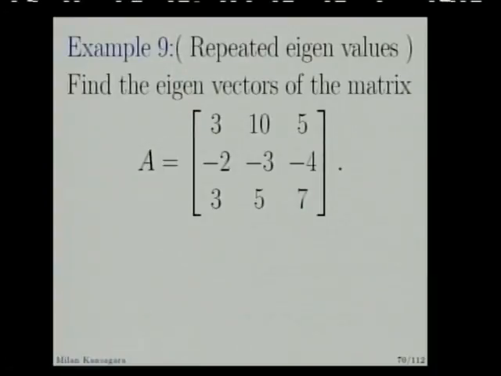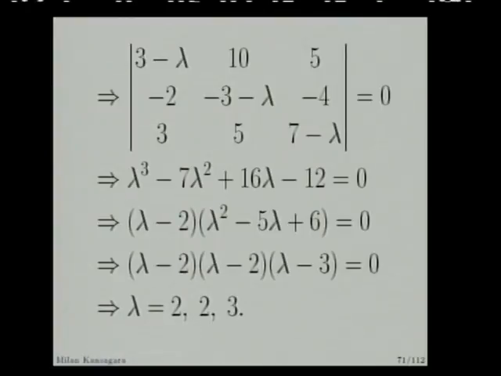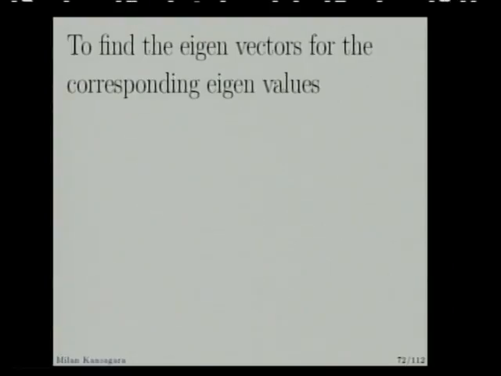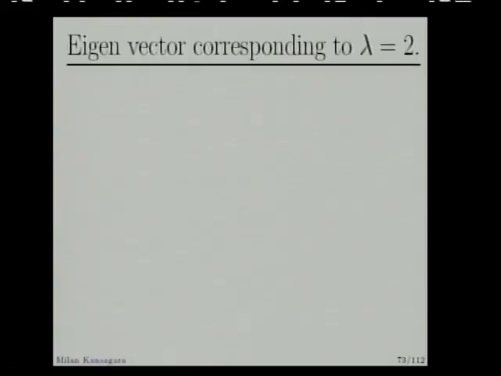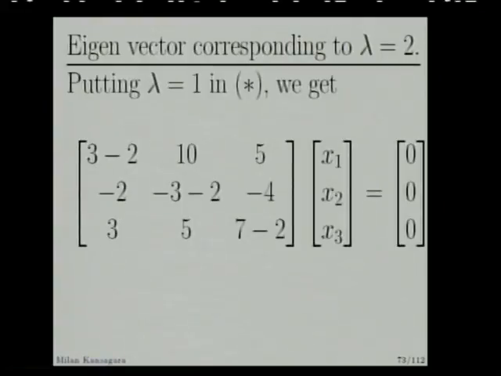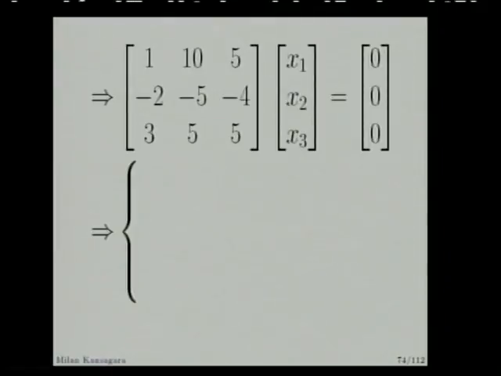Now the next example is also a repeated eigenvalue, but here we get something different compared to the first example. Example number 8: find the eigenvectors of this matrix, and let us skip this portion. Its eigenvalues are 2, 2, 3. Repeated eigenvalue. Yes, repeated eigenvalue. In the first example, we got 1 as a repeated eigenvalue; here we get 2 as a repeated eigenvalue. To find the eigenvectors for the corresponding eigenvalue, we'll consider this matrix equation. Now put lambda equal to 2 to find the eigenvector corresponding to lambda equal to 2. On simplification, we get this.